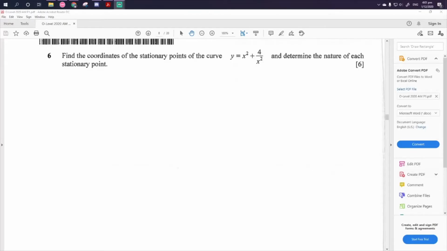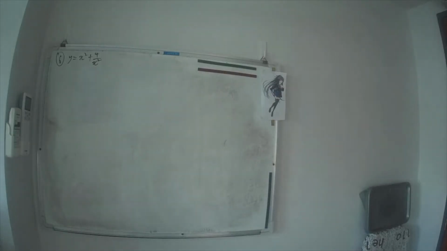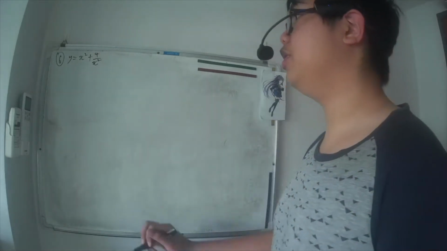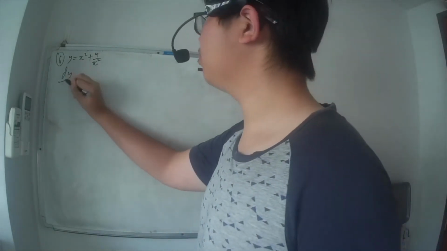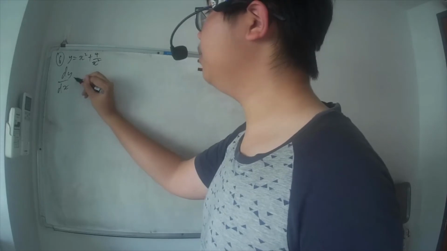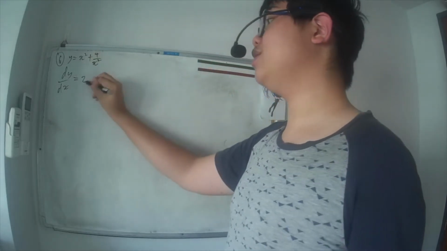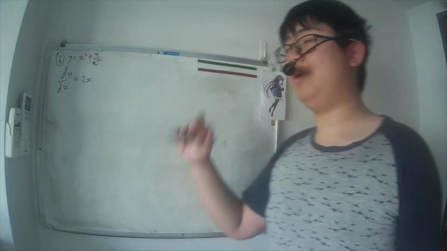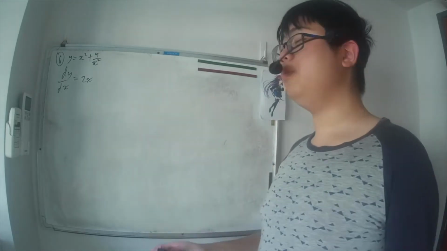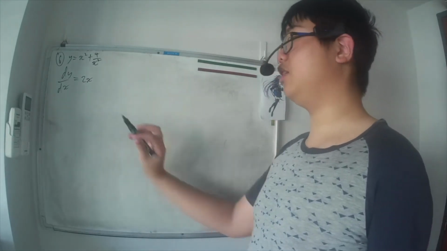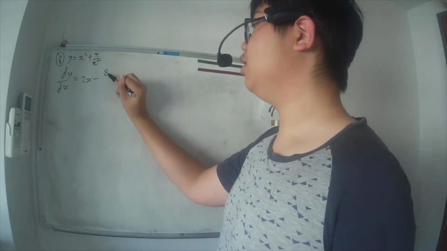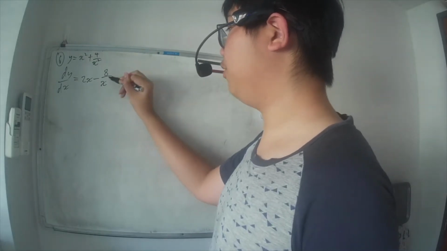Question 6. Find the coordinates of the stationary points of the curve y equals to x squared plus 4/x squared and determine the nature of each stationary point. Okay, so we will first need to find our dy dx again, which should be quite simple. This is just 2x, and then this is the same as 4x to the power of -2. So use your power rule, bring down the -2, and then it becomes -3. So this becomes 8/x to the power of 3.